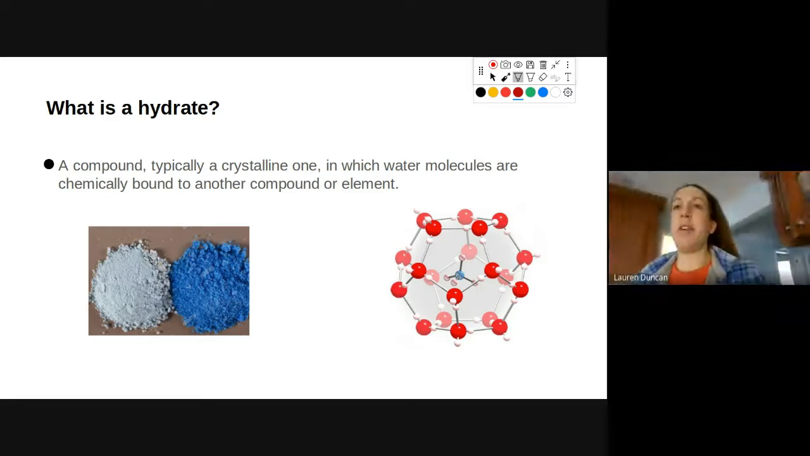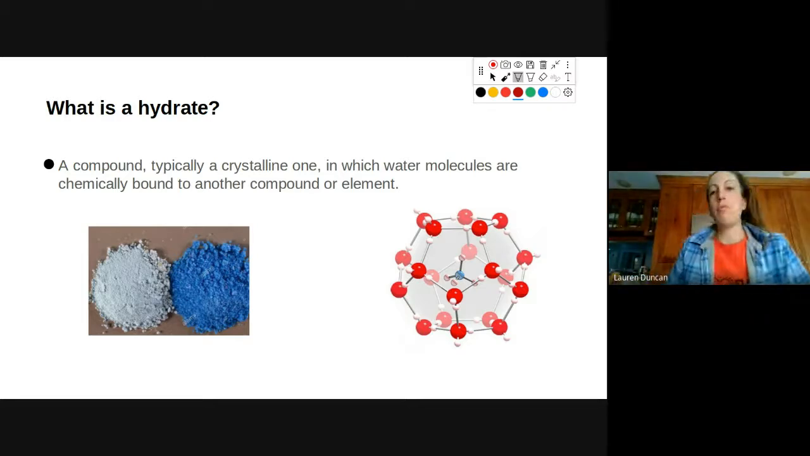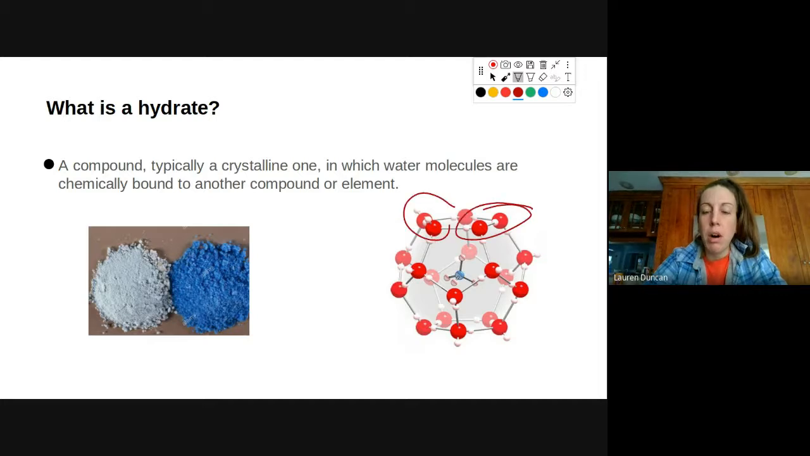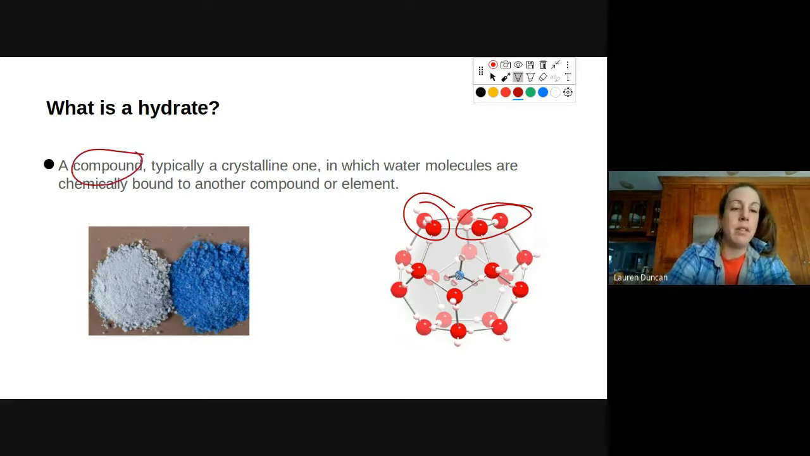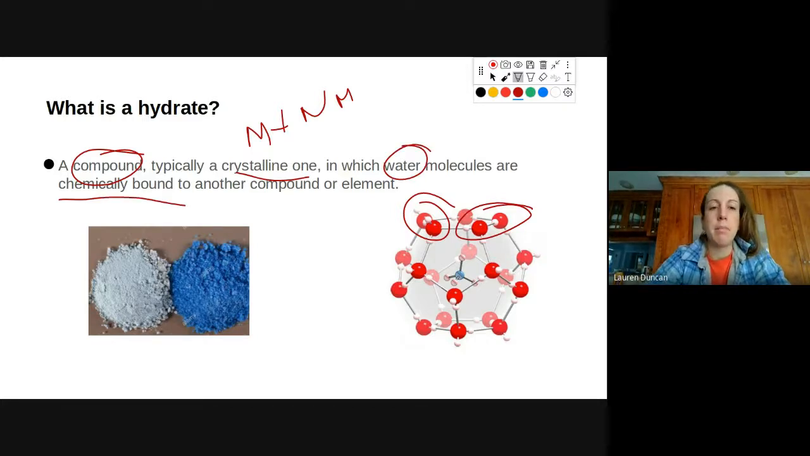All right, so what's a hydrate? Well, if you were going to hydrate, the best thing to drink is probably water, right? So there are some compounds, some substances out there whose particles have been hydrated, like literally water molecules are part of the structure of these substances. So they're compounds, typically a crystalline one. That means it's a combination of a metal and a non-metal, an ionic compound, where water molecules are literally chemically bound, or attached, to that substance.